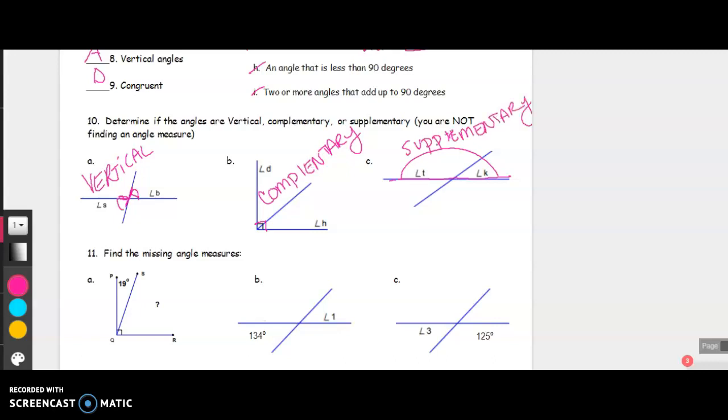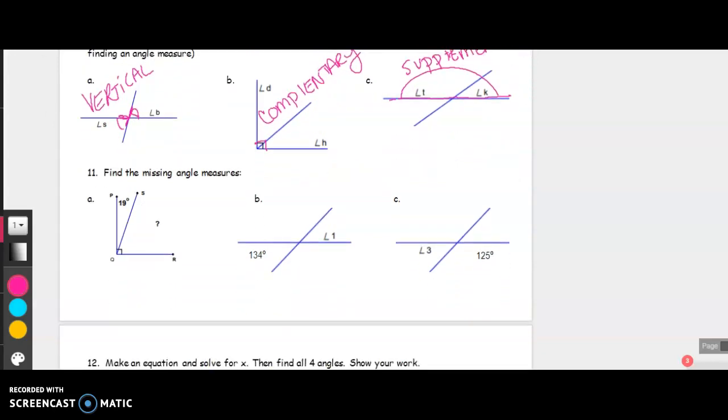Okay. 11, it's A, B, C. We need to find the missing angle measures. So some of these are straight angles, some of them are vertical angles, some of them are complementary. So if we see A, we see there's a right angle symbol, so we know it has to add up to 90. So to find the remaining, we need to subtract. And when we subtract, we get 71 degrees.